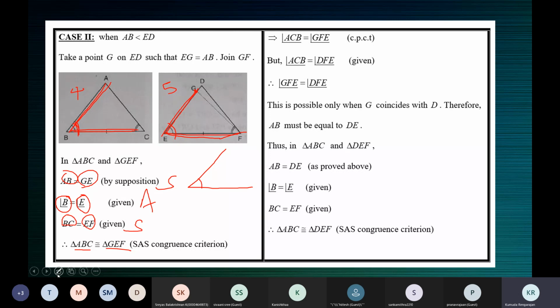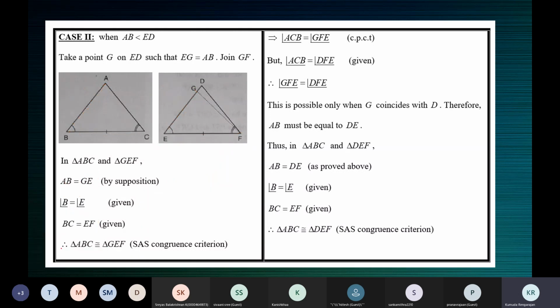Now that the triangles are congruent to each other, their corresponding angles must be equal. We are concerned about these two angles, because we know that they are equal. It's given that angle C is equal to angle F. Now let's see what happens out of this congruency. Angle ABC is equal to angle GEF. That means angle ACB is equal to angle GFE, which is only this one.